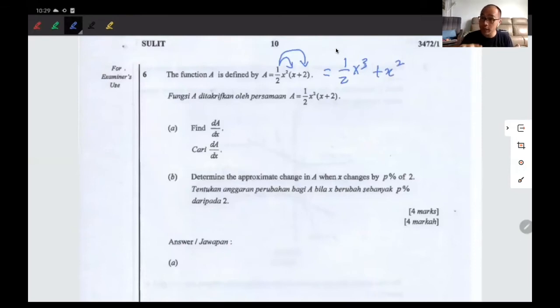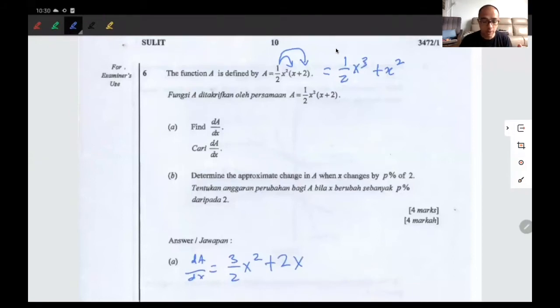So I want to differentiate this. So dA/dx will be, bring the 3 in front, so 3 over 2 x to the power 2 plus 2x. Okay, just 1 mark, this question. Should not be a problem.